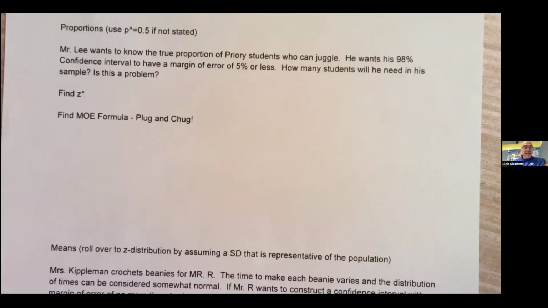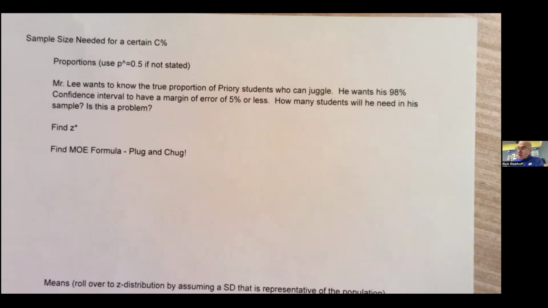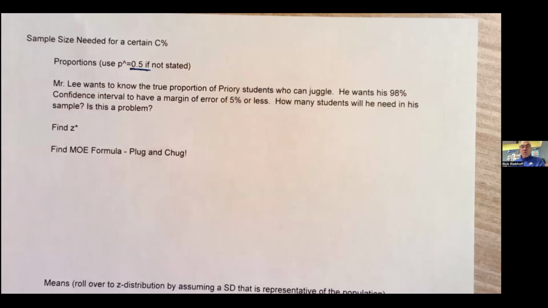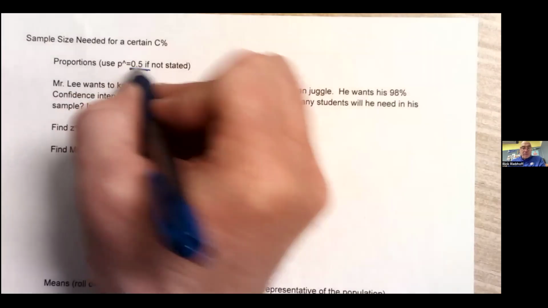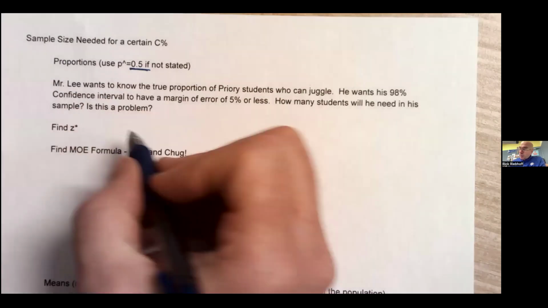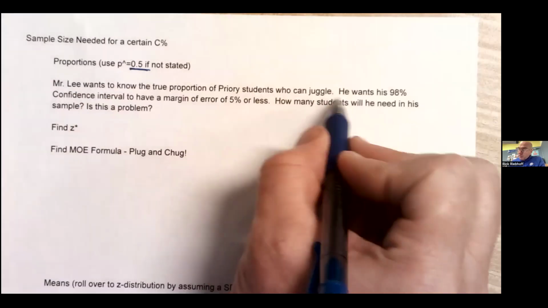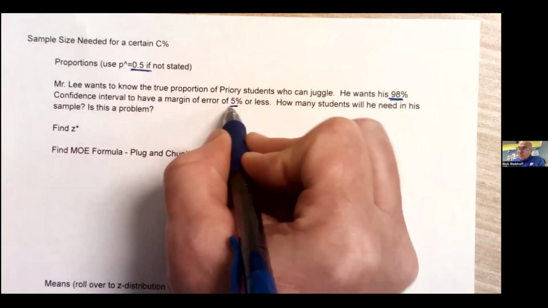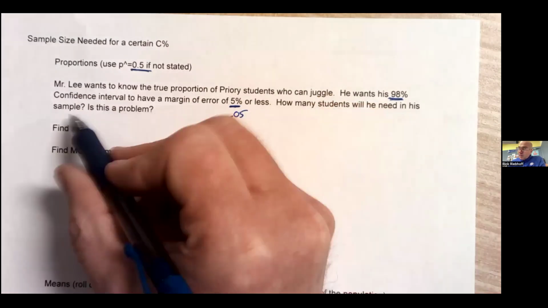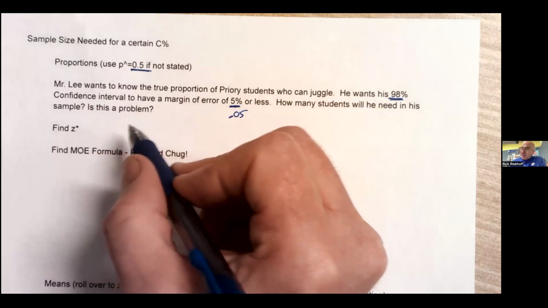All right, sample size needed for a certain confidence percentage. For proportions, if we don't have a sample proportion or they didn't say the population proportion should be around something percent, use 50%. I think that's what we're going to do here. Mr. Lee wants to know the true percentage of students who can juggle. He wants his 98% confidence interval to have a margin of error of 5% or less. How many students will need to be in a sample? Is this a problem? I think it's going to be a problem.